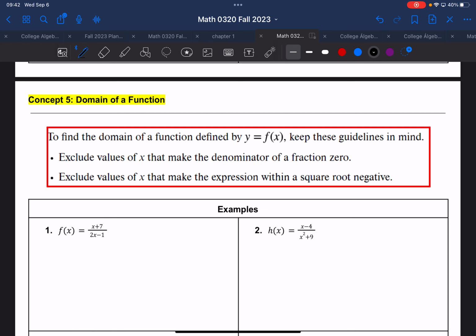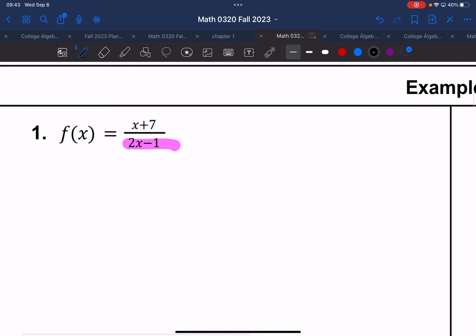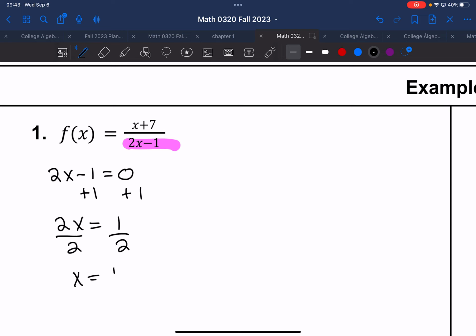So what we're going to do is set the denominator equal to 0, because we want to find what values would make that denominator 0, and we need to exclude them from our domain. So our denominator here is that 2x minus 1. I'm going to set 2x minus 1 equal to 0 and solve for x. I add 1 to both sides, and I get 2x is equal to 1. Divide by 2, and I get x is equal to 1/2.